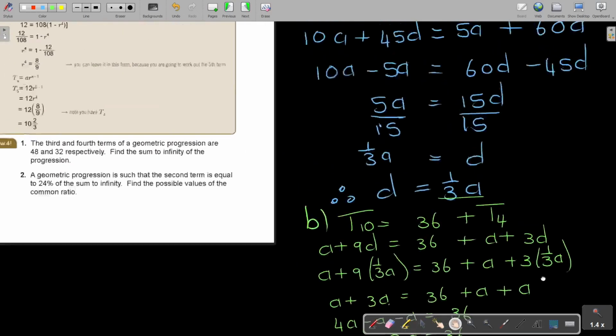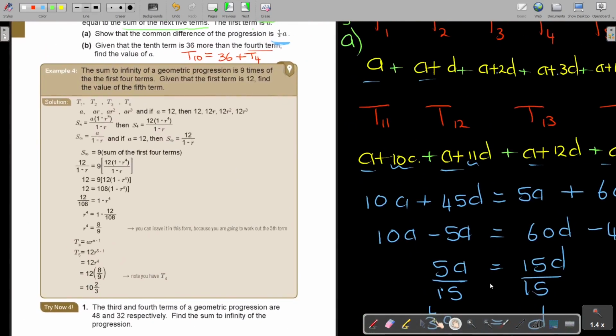And let's just read the question again. Find the value of A. And that's how I do it.